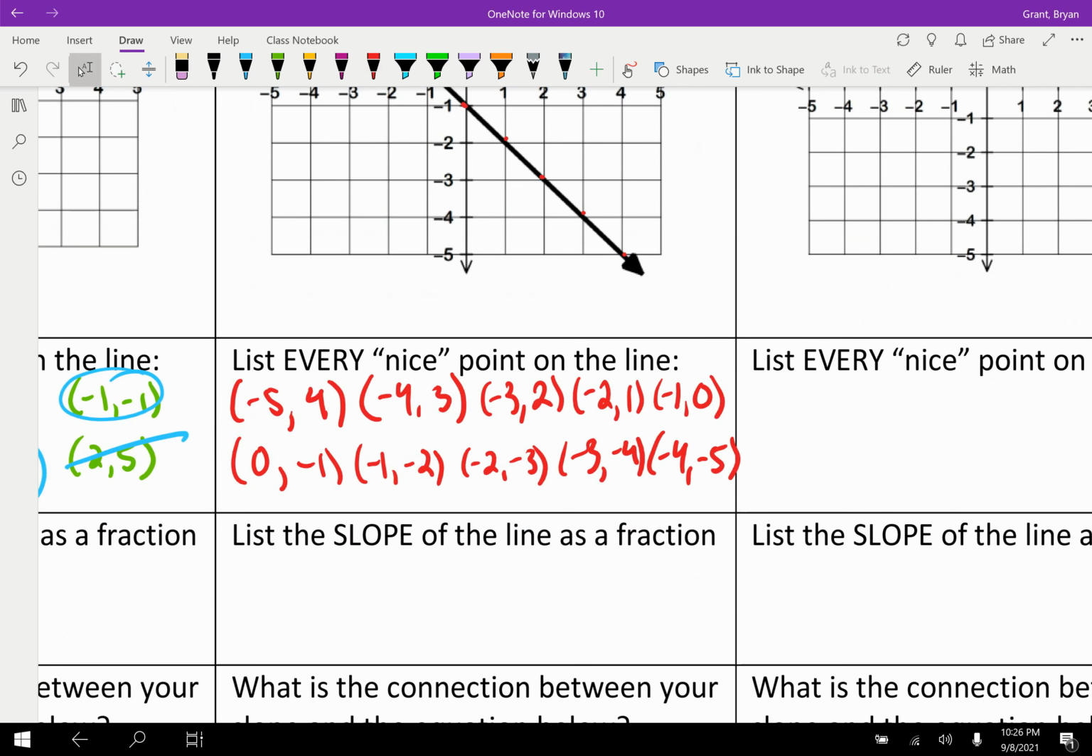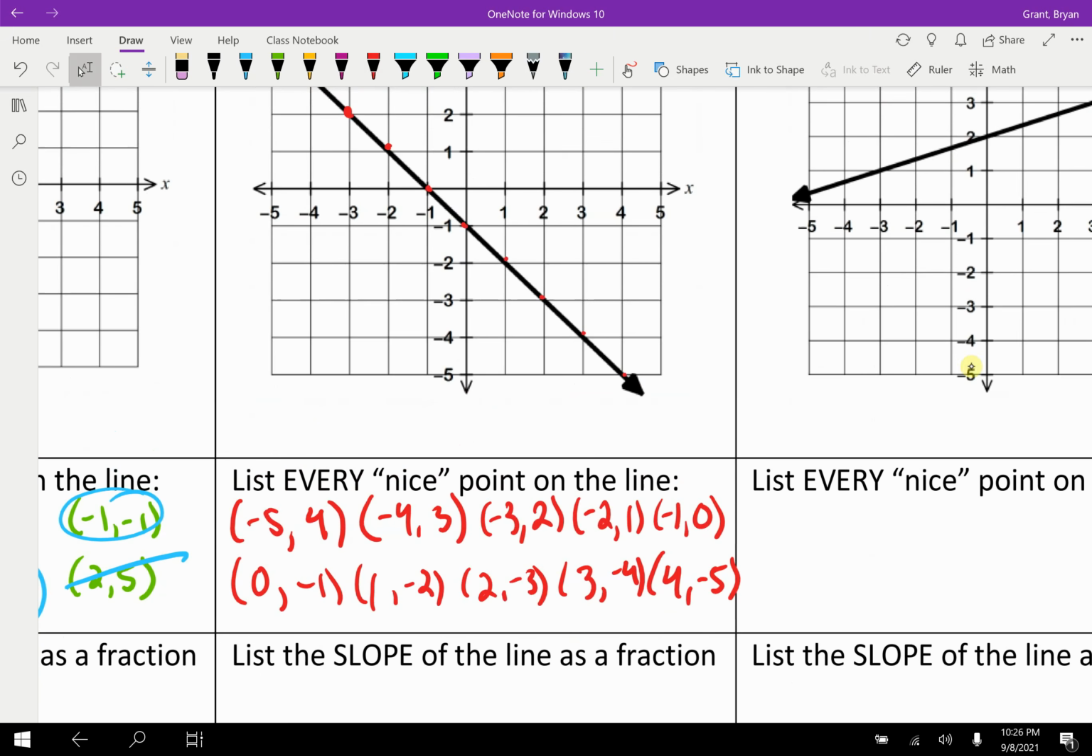Oops, not negatives though. Haha, these should be positives. I said they were increasing and then I didn't increase them. 1, 2, 3, and 4. There we go. So it finishes with 4, -5. Woof, there's all 10 points.